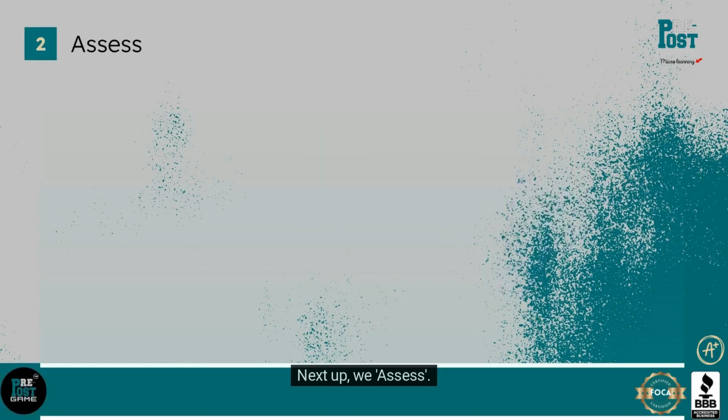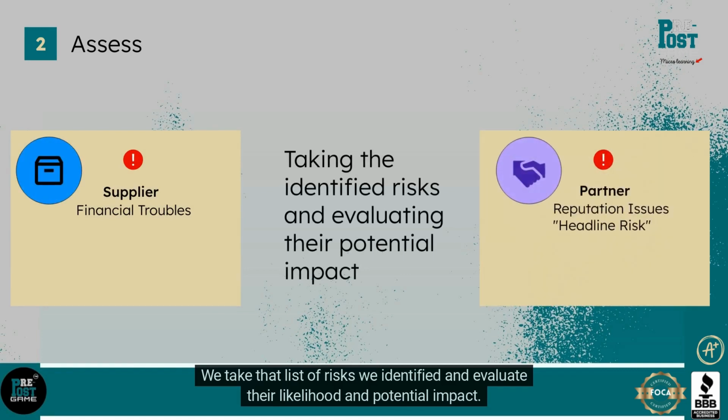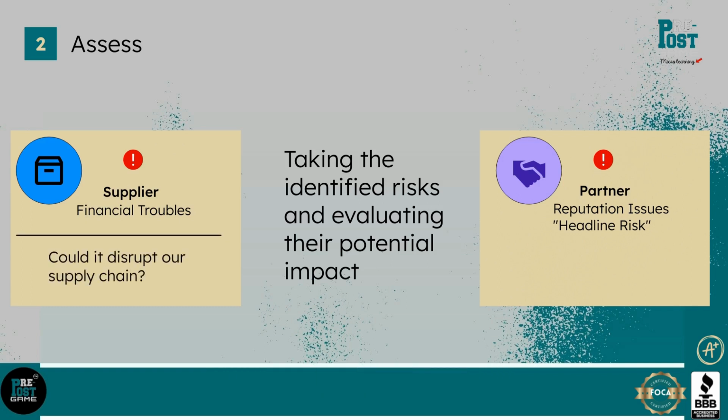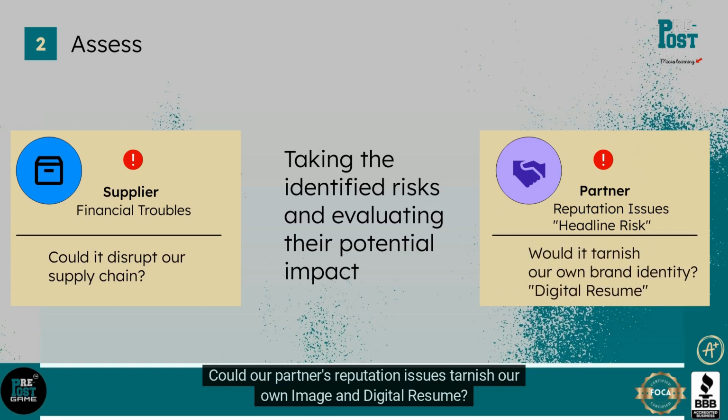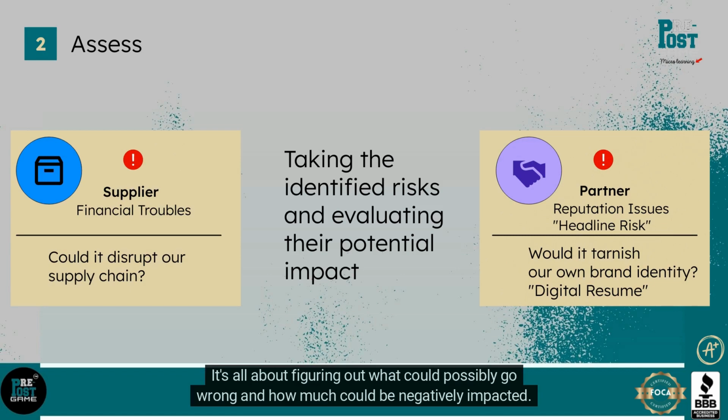Next up, we assess. We take that list of risks we identified and evaluate their likelihood and potential impact. If a key supplier is in financial trouble, could it disrupt our supply chain or direct-to-consumer relationship? Could our partner's reputation issues tarnish our own image and digital resume? It's all about figuring out what could possibly go wrong and how much could be negatively impacted.